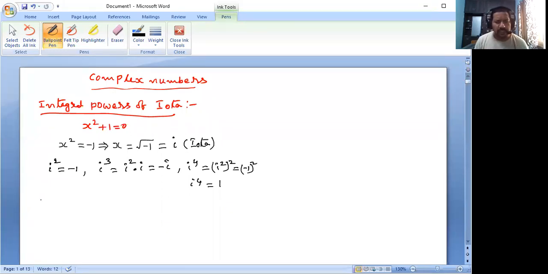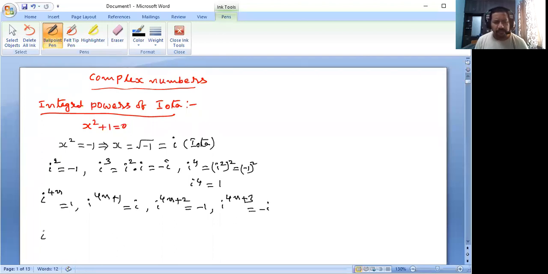Now i power 4n is equal to 1, where n belongs to natural numbers. i power 4n plus 1, that value is i. i power 4n plus 2 is equal to minus 1. i power 4n plus 3, that value is minus i.